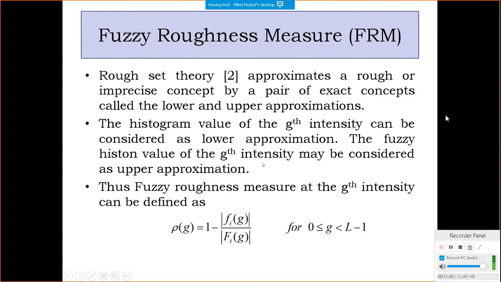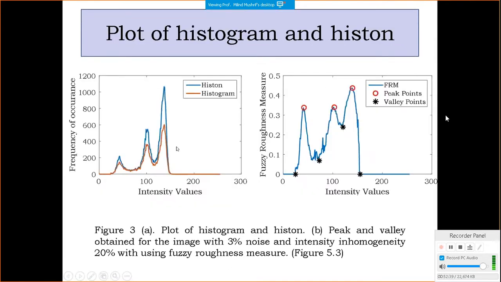Basically, what is a rough set? It contains two crisp sets known as lower approximation and upper approximation. Rough set theory approximates rough or imprecise concepts by a pair of exact concepts called lower approximation and upper approximation. Without going into much detail of the rough set theory, we can say that the conventional histogram represents the lower approximation and the histon represents the upper approximation. The region between these two is known as the rough region. The histogram and histon are the crisp sets.